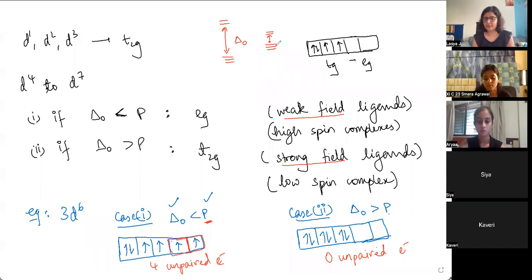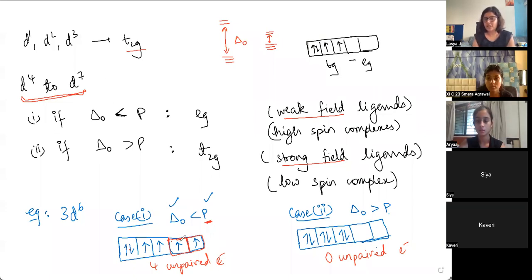First T2G, the lower one. So I'm talking about D, like the fourth electron. Where should it go? So first, the first three will fill T2G. Then the fourth electron will depend. See, D4 to D7 is what we are talking about. D1, D2, D3 will go into T2G only.